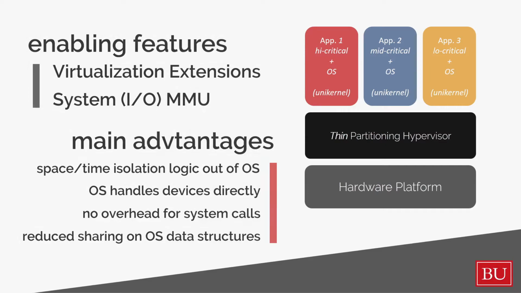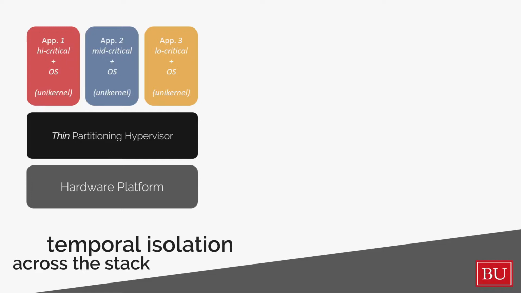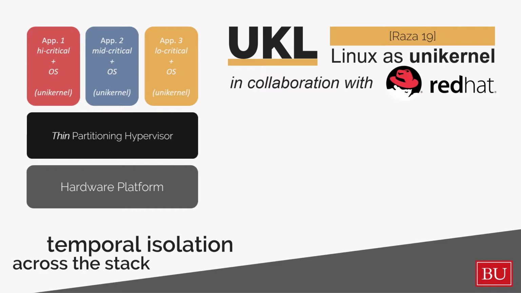And so in order to provide a practical solution that could be used by, well, industry practitioners, we have actually tackled both sides of the story. So here we're working with Red Hat to produce something that we call UKL, which is Linux as unikernel. So the ability to take a Linux kernel and to bake together with it an application that we want to run and remove the boundaries between user space and kernel space.